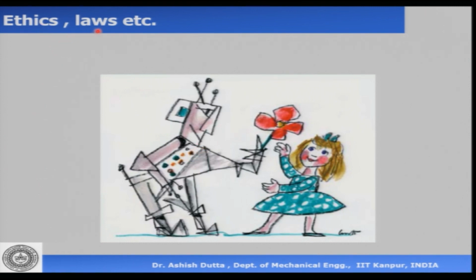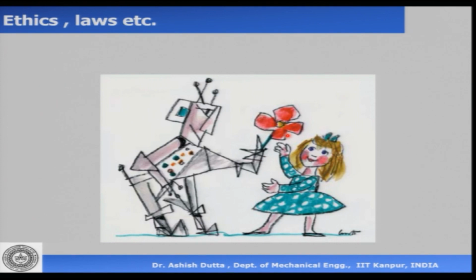Ethics, laws, industrial laws, social laws. If a robot is staying in society, say for example, in several airports we already have robots which are there. Now what are the laws or what are the ethics that such robots should have? So this is a new area which involves not only engineers but also people in social sciences, in economics, and in other disciplines as well.